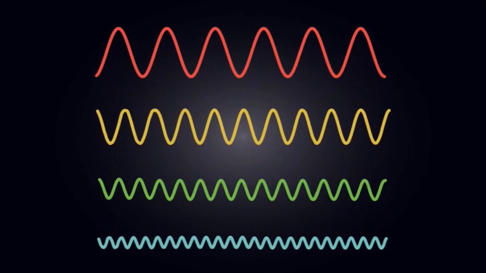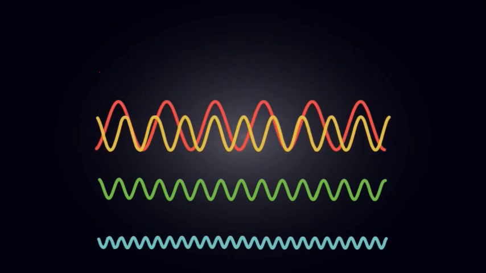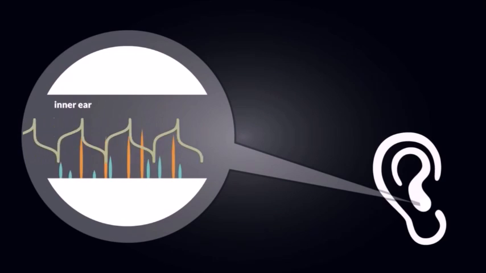Instead of the total sound wave, then, the brain receives bunches of simple sinusoids with different amplitudes and frequencies, and then combines them to process sounds.